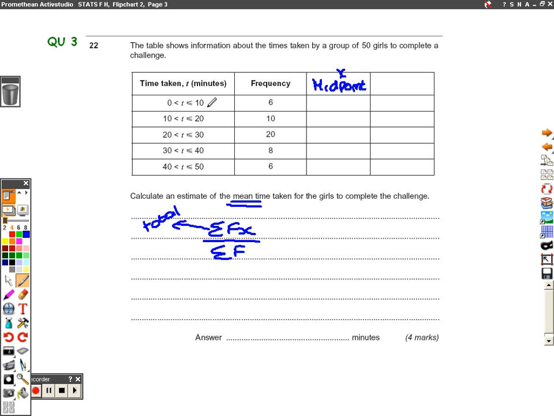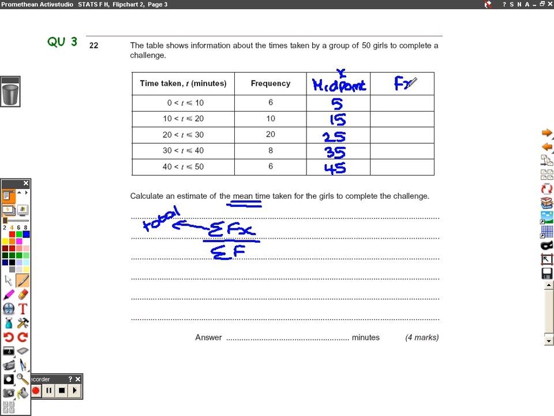So middle of 0 and 10 is 5. If you're not sure, add them together. 0 plus 10 gives you 10, divided by 2 gives you 5. But I think for these groups it's fairly easy to see where the middle is. 15, 25, 35 and 45.